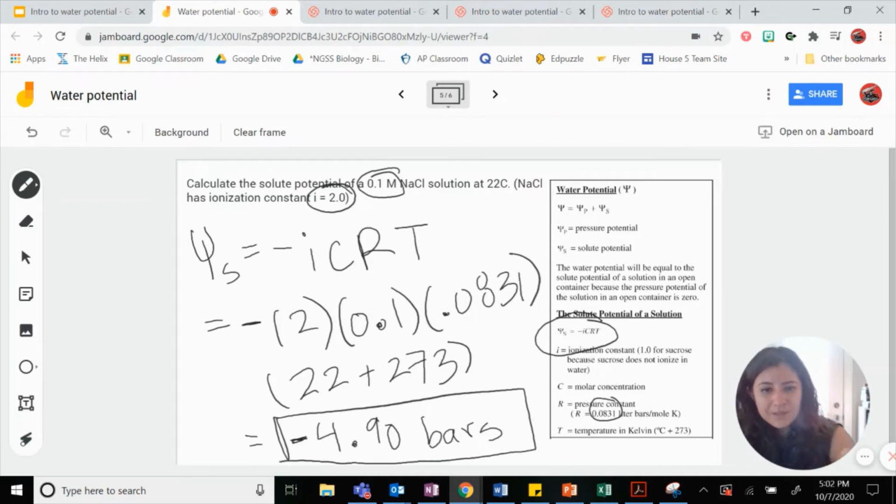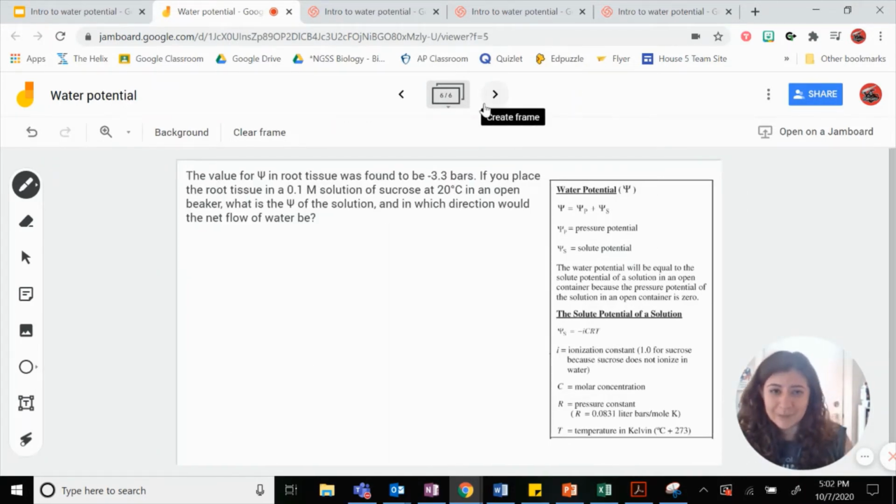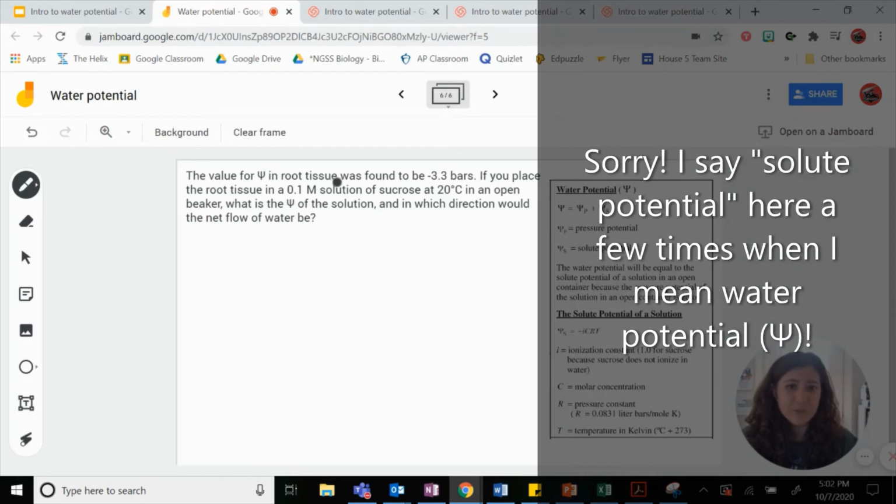Okay, there we go. So now that we've gotten some practice calculating solute potential, let's do the hardest problem of all. We got to combine everything into one massive problem. All right, so the value for solute potential in root tissue was found to be negative 3.3 bars. If you place the root tissue in a 0.1 molar solution of sucrose at 20 degrees Celsius in an open beaker, what is the solute potential of the solution, and in which direction would the net flow of water be?